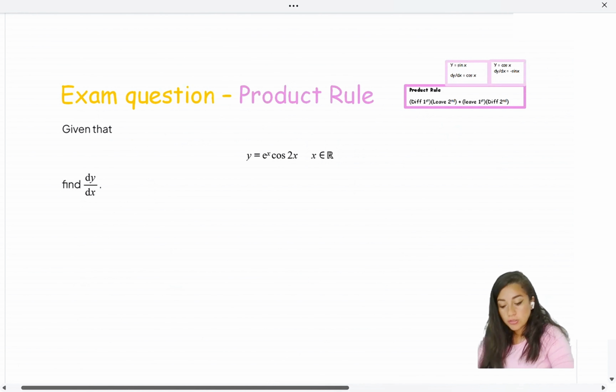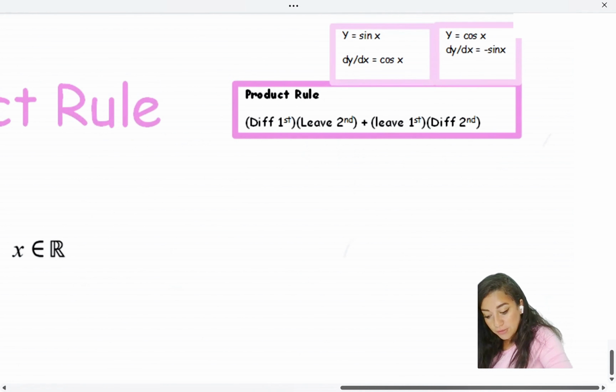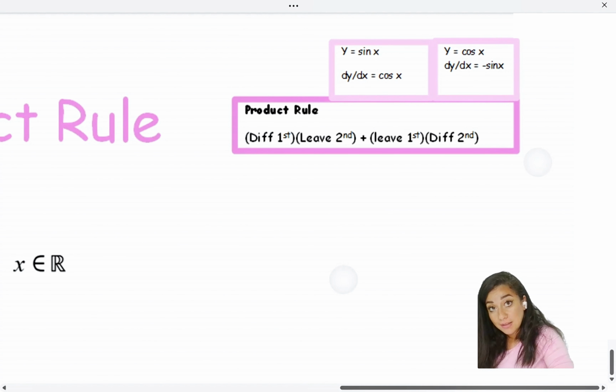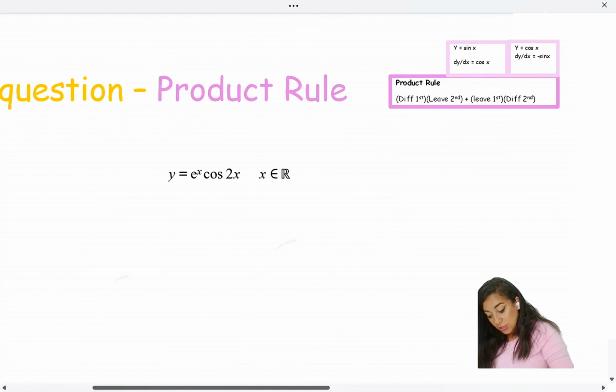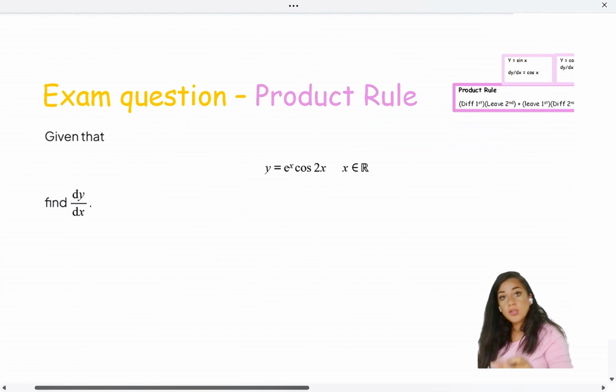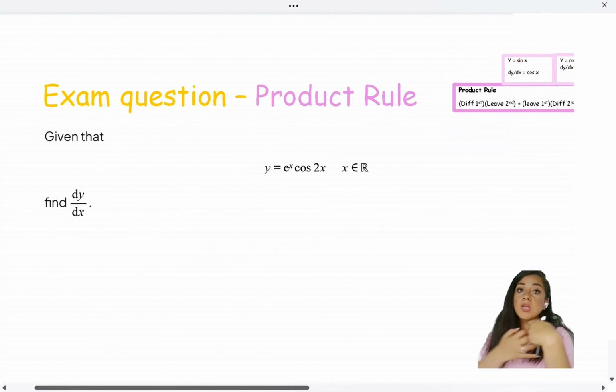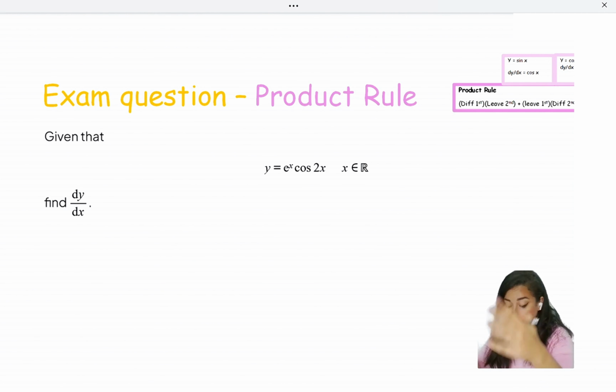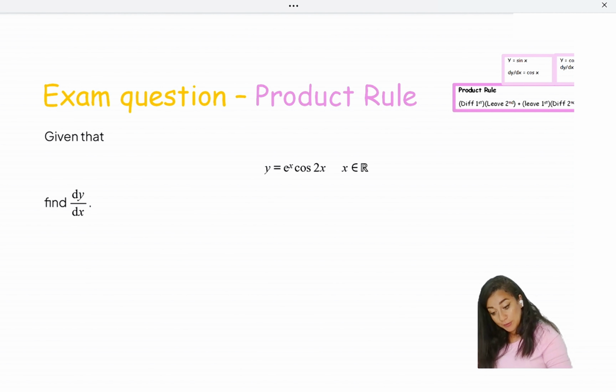So we've got cos 2x. Let's just remind ourselves, when you differentiate cos x, you get minus sine x. I always have to remember that myself as well. So how do we know it's a product rule question? You've got e to the power of x times cos 2x. You can't get rid of them, it's times that. So we're going to do our product rule formula.